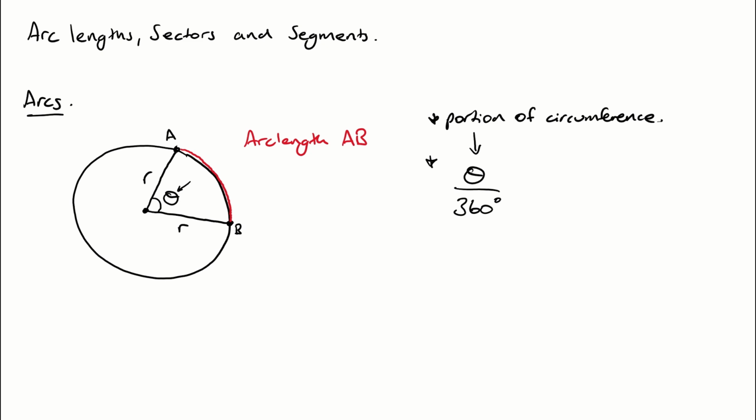I have this many degrees of my entire circle, so that can help us work out the portion of the circumference. And the equation to work out the circumference of a circle is, of course, 2 pi r. So if I want to work out the arc length AB, then I can multiply these two together. I'm thinking about the arc length as a portion of the circumference, and that's how we can generate this formula. The arc length, sometimes given the symbol L, is equal to 2 pi r times theta over 360 degrees. And that's how we can work out the arc length of a circle.